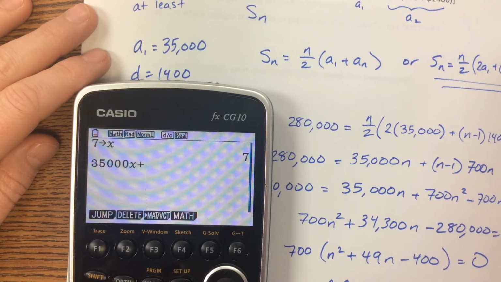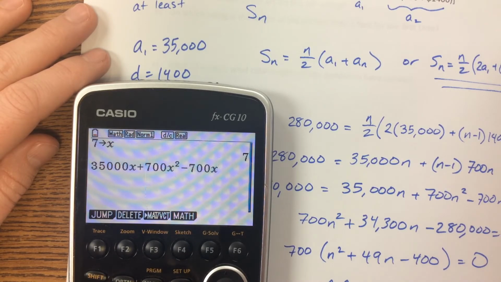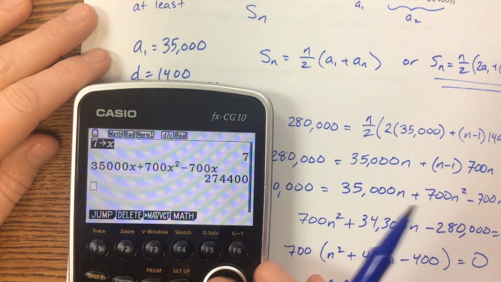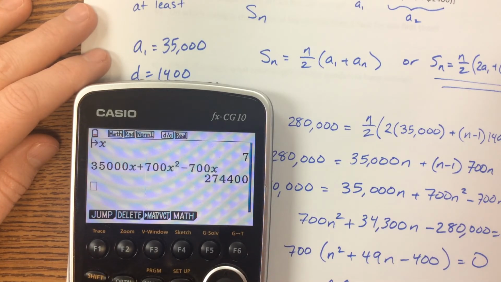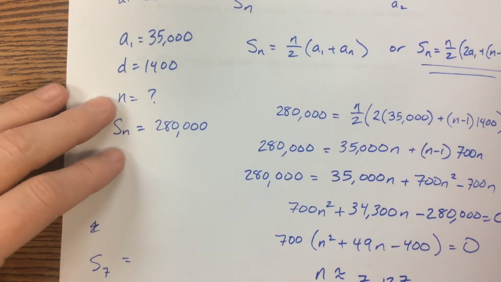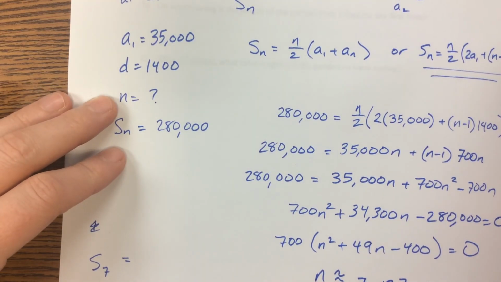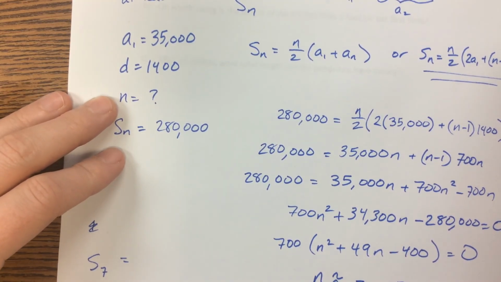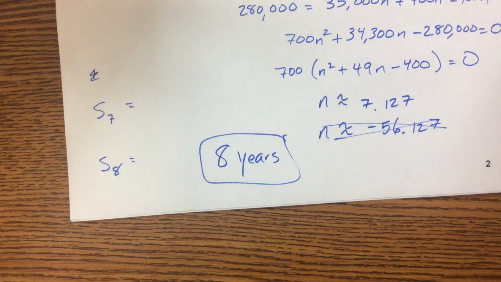Plus 700, oh, I could have used a different row, but oh well, minus 700x. So it's plugging in 7 for me. Notice that didn't get big enough. Now if I come back up here, and instead of storing 7, I store 8, that is now big enough. So the final answer becomes 8 years. Oh, haha, you can't see it. 8 years, yay!